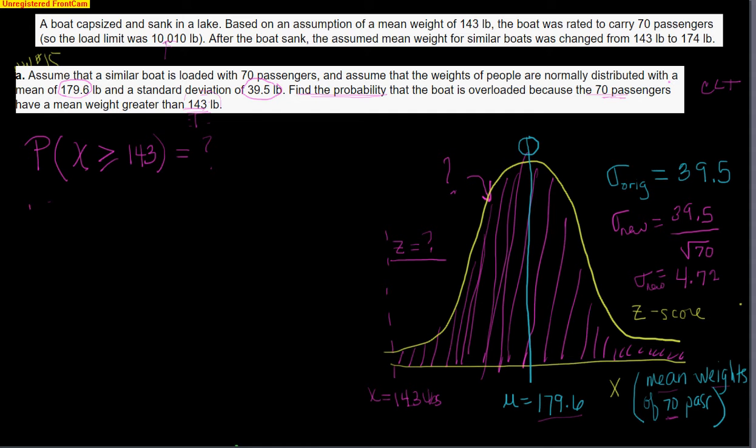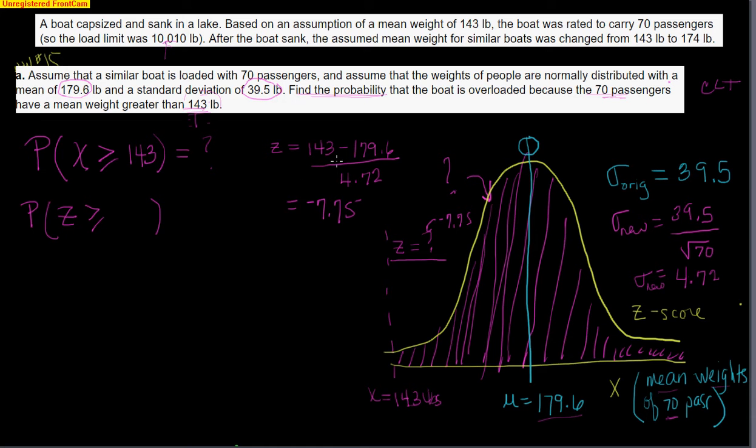All right, well, the first thing we need to do is change x̄ into a z. So if the probability of x̄ greater than 143 is the same thing as the probability z is greater than what? We need to standardize this value. Well, we know that z equals the x value, which is 143, minus the mean of 179.6 divided by the standard deviation of 4.72, not the 39.5. Plugging that into our calculator, we come up with, oh wow, minus 7.75. We are almost 8 standard deviations below the mean.